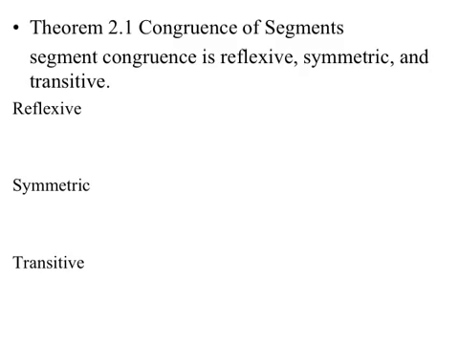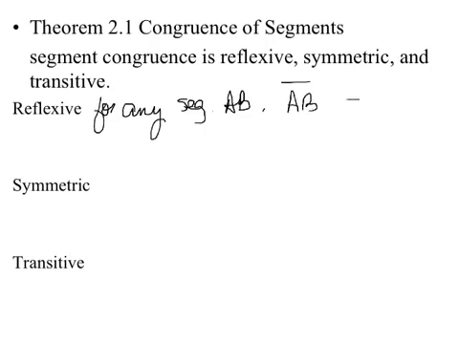I have reflexive. For any segment AB, we know that segment AB is congruent to segment AB. That's sort of a duh. If I'm looking in the mirror, I know that I am congruent to myself. Okay, reflexive. It's a reflection. So for any segment AB is congruent to segment AB. If you are reflecting yourself in the mirror, you are equal to you.